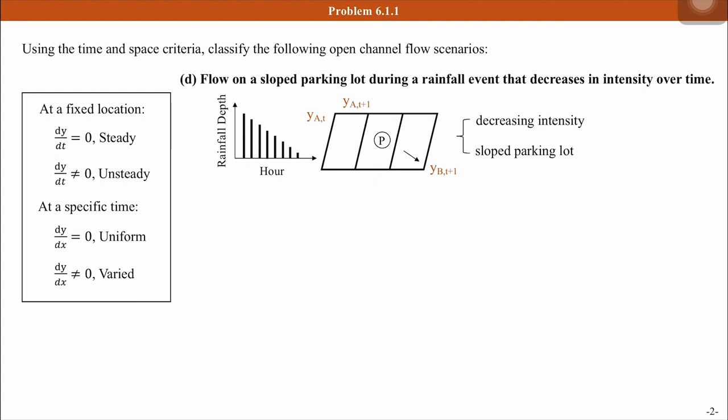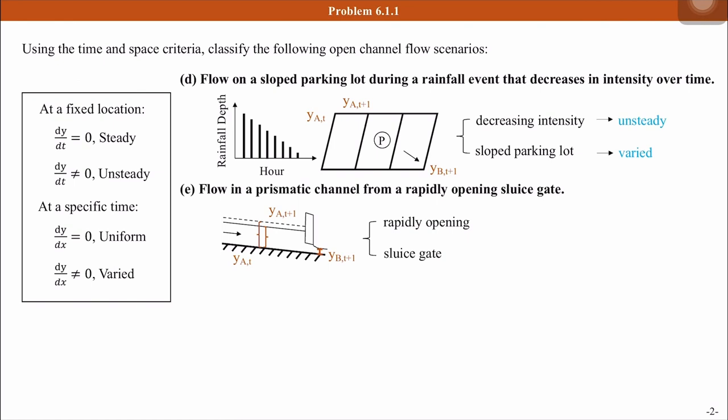Scenario D, flow on a sloped parking lot during a rainfall event that decreases in intensity over time. Similarly, because the intensity is decreasing, which means that the intensity changes with time, it is an unsteady flow. And the sloped parking lot, as we just mentioned, implies varied flow.